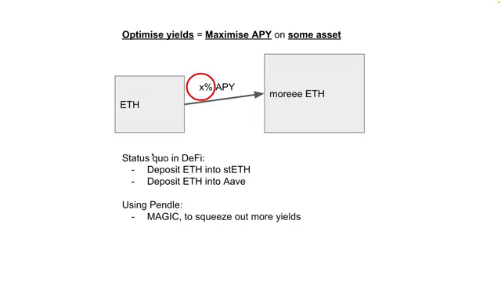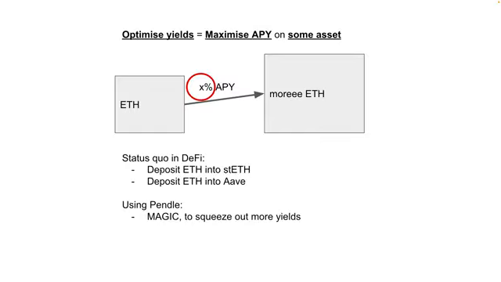In DeFi, the status quo right now is for you to put your asset into some yield generating pools to earn yields over time. For example, you might put your ETH into stETH to get the ETH staking yield, or you might deposit your ETH into Aave. Using Pendle, the gist is you can use some DeFi magic to squeeze out more yield on top of a yield generating pool. Like for stETH, if you use Pendle, you will have more ways to get higher yield than just normally putting your stETH into Lido.